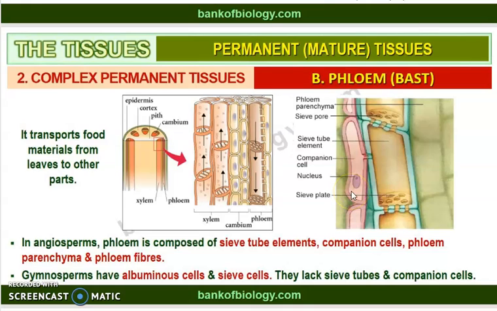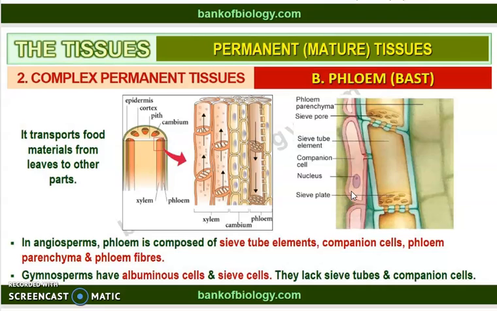So now let us move on to the next permanent tissue, which is the phloem. Like the xylem which conducts water and minerals, phloem will conduct food materials. Right? So phloem transports food materials from where to where? It usually transports it from the leaves to other parts of the plant.